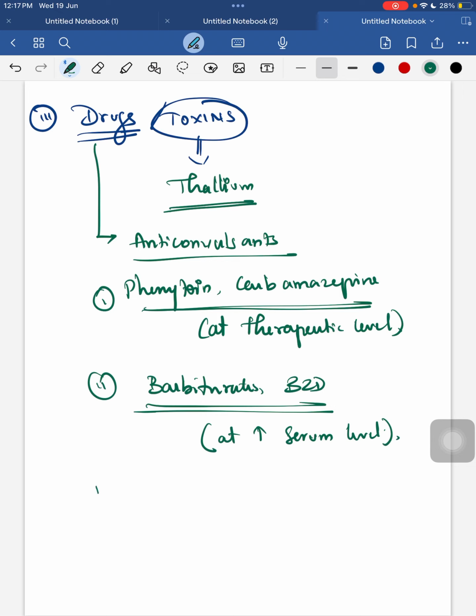The triad is ataxia, ophthalmoplegia, and the third one is areflexia. So this constitutes the triad of the Miller-Fisher variant of GBS. The treatment for this will be IVIG or plasmapheresis if indicated. In CSF, what will you see for definitive diagnosis? You will be looking for cytoalbuminologic dissociation, because in GBS you will have a cytoalbuminologic dissociation.